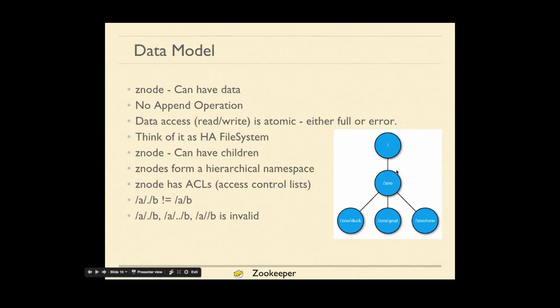Under slash, we have created a Z node called zoo. The zoo would contain some data. Under zoo, we have created further places where we could store data. Duck, goat, and cow are Z nodes, which are children of zoo. So it's like an inverted kind of tree. Is it clear?